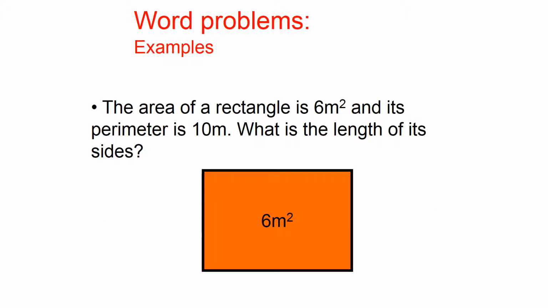So a similar example here. Area of the rectangle is 6 meters squared, perimeter is 10 meters. What is the length of its sides? Okay? So in this case, we can say that there are 2 different lengths of sides.